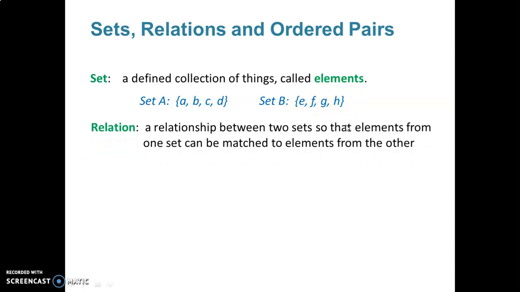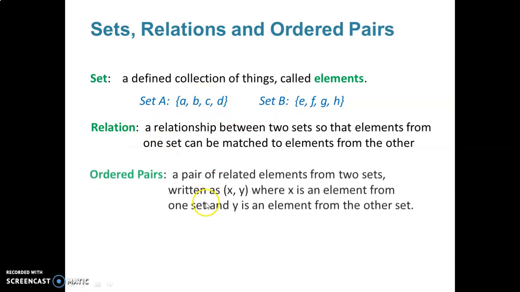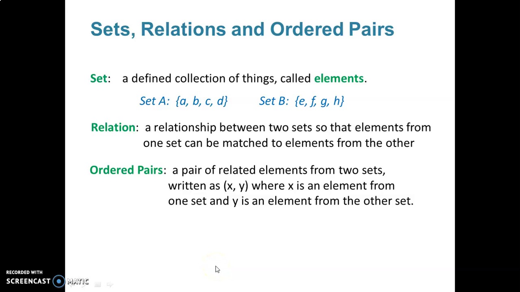A relation is a relationship between two sets, so that elements from one set can be matched to elements from the other. So a relation just shows some kind of relationship between two sets. We'll take a look at an example in a moment. Ordered pairs are a pair of related elements from two sets, written as x, y. They don't have to be x, y, they can be whatever those things are from each set. But commonly, if we write an ordered pair like this, the x represents an element from one set and the y represents an element from another set.